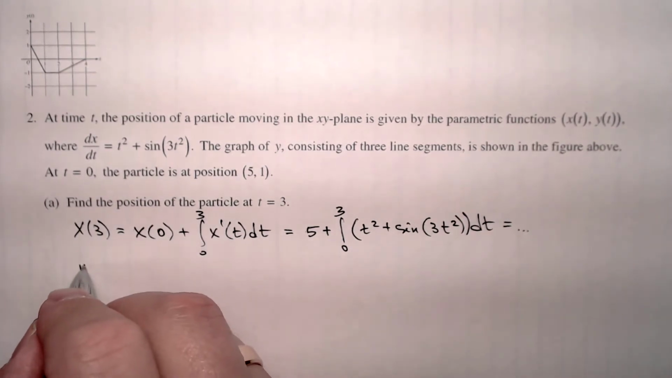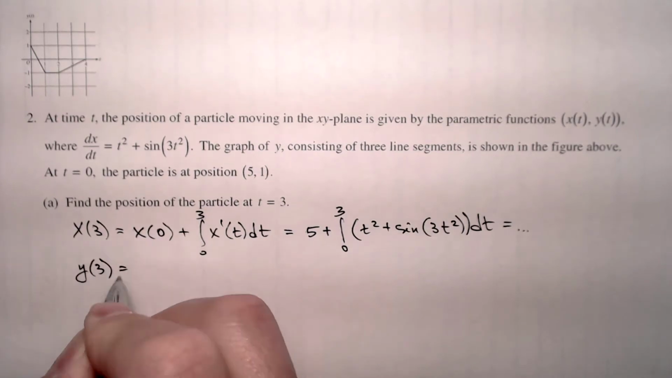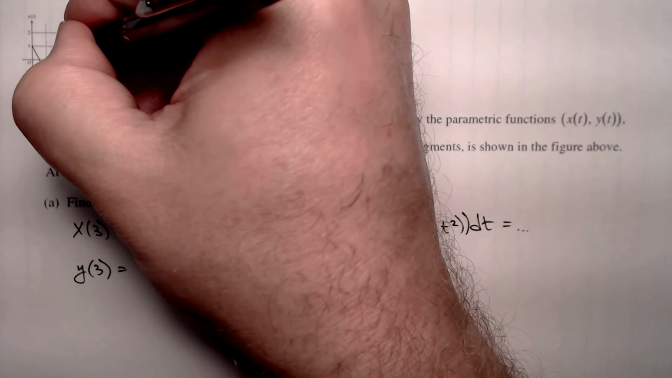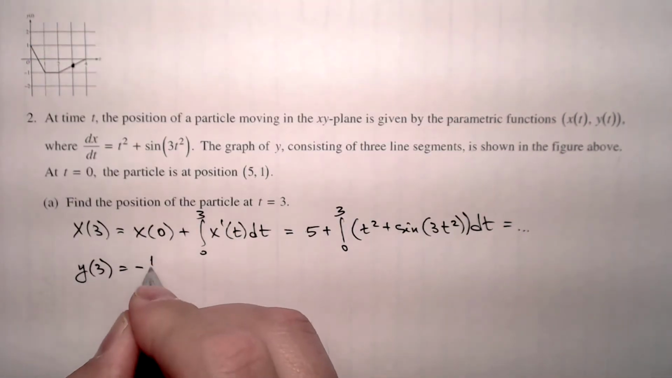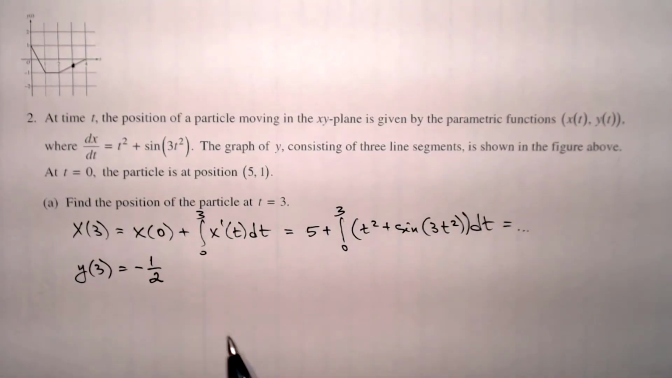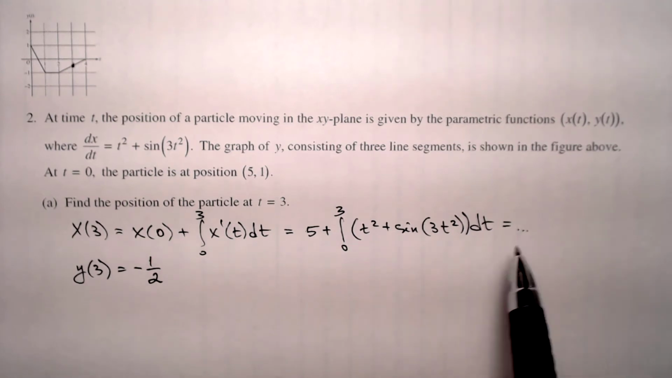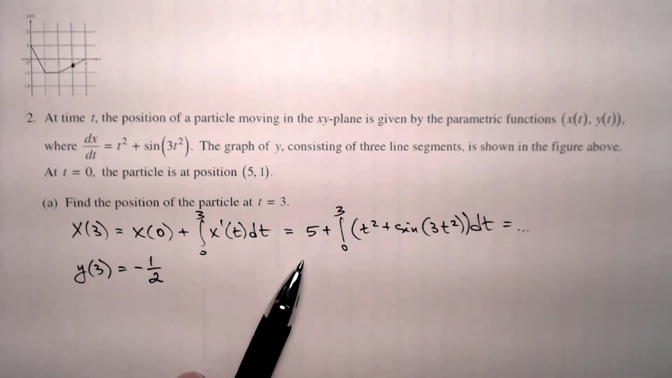And then y of 3 we can just take off the chart, and this is this point here. Y of 3 is equal to negative 1/2. So the point will be whatever we calculate here using the calculator, comma, negative 1/2. And let's do that next.